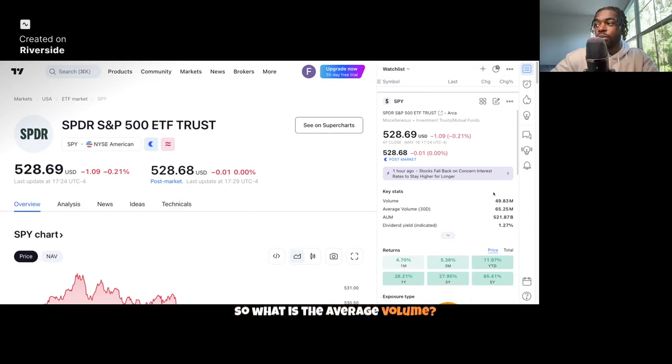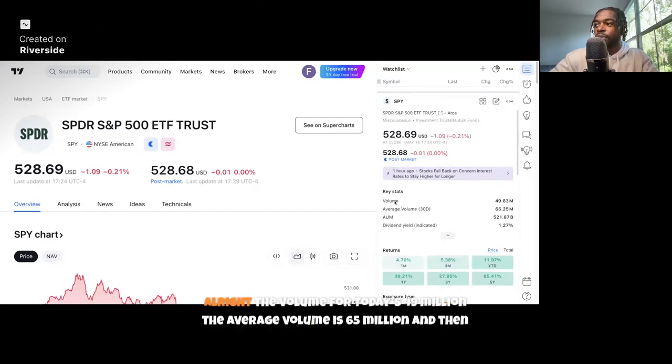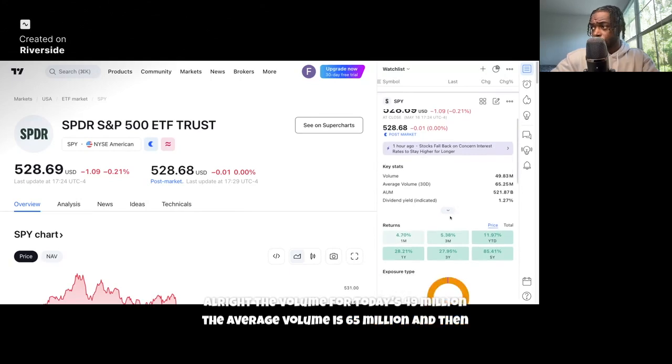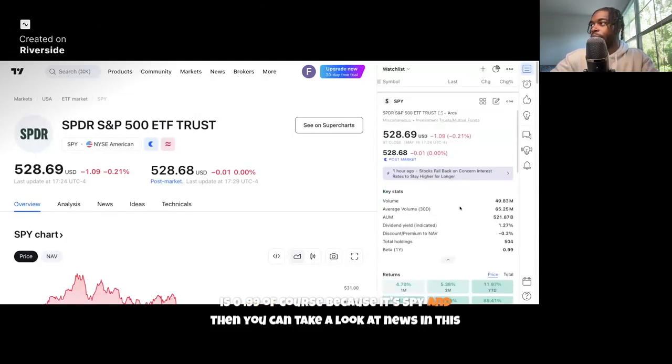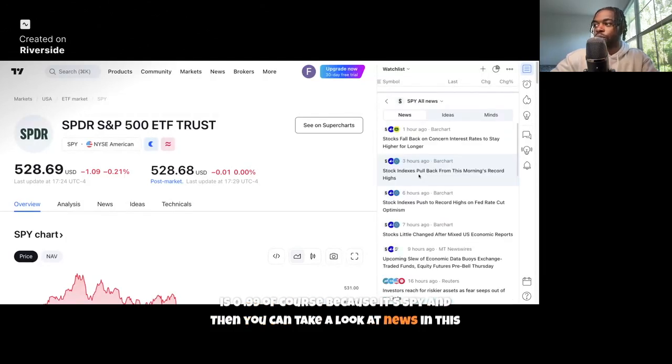So what is the average volume? The volume for today is 49 million. That's pretty good. The average volume is 65 million. And then it gives you some other information here. Total holdings, beta is 0.99, of course, because it's SPY. And then you can take a look at news in this section here.